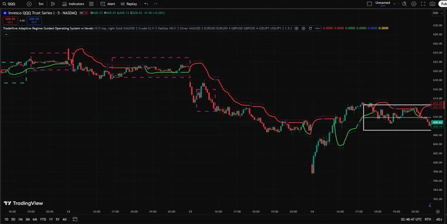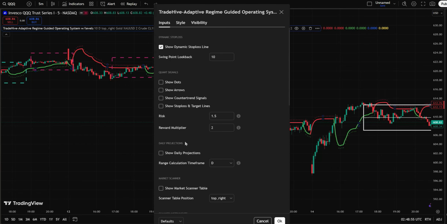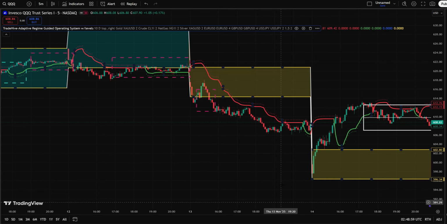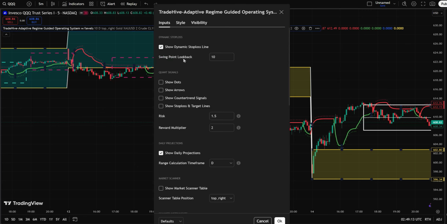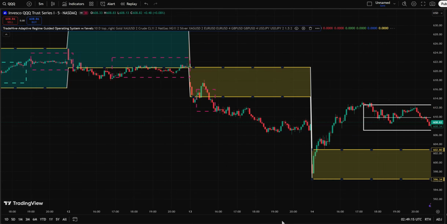The second one which we will focus on, which is very interesting, is basically the weekly range. From the settings I go here and show daily projections. We call it the range vector. Once you click it, you will see two types of colored zones coming into play. Let me remove the stop loss for a second so that we can concentrate just on this one. Forget this as of now.